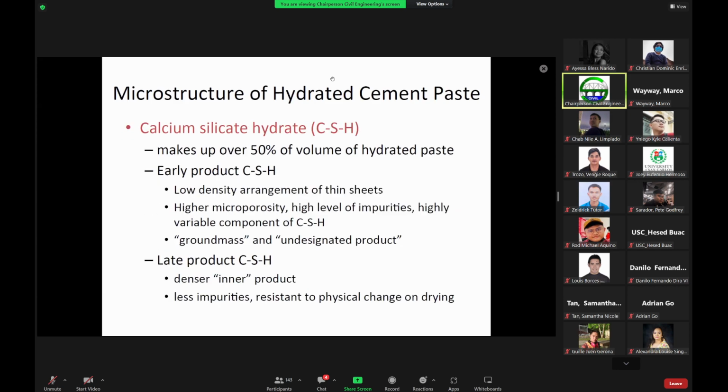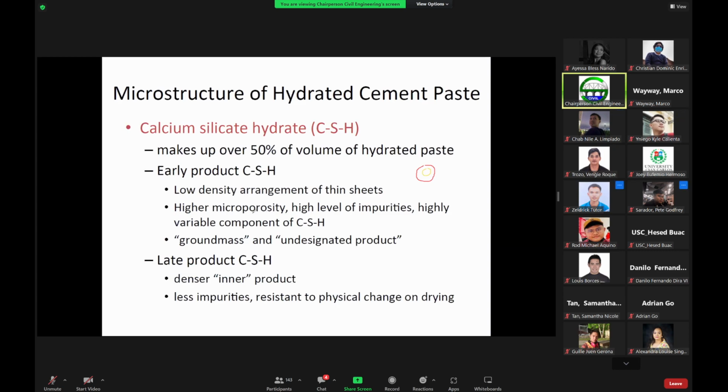Where is it? Okay. So you have again your cement grain. The early product CSH is the one that's around it. It will grow out from this particle surface into the water. Now, because there is a lot of space still occupied by water, this early product has a higher porosity, also high level of impurities, and it's a highly variable component of your CSH. This also has low density because of the higher microporosity.